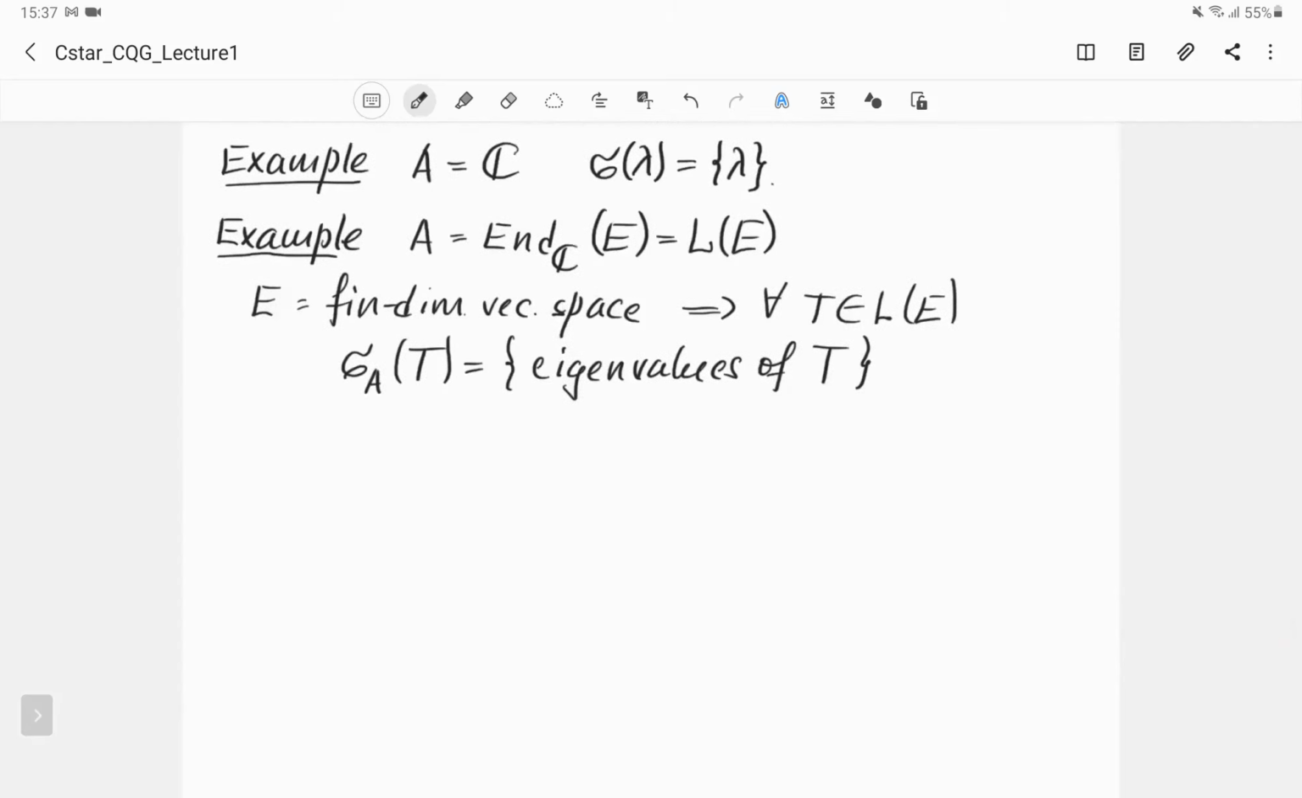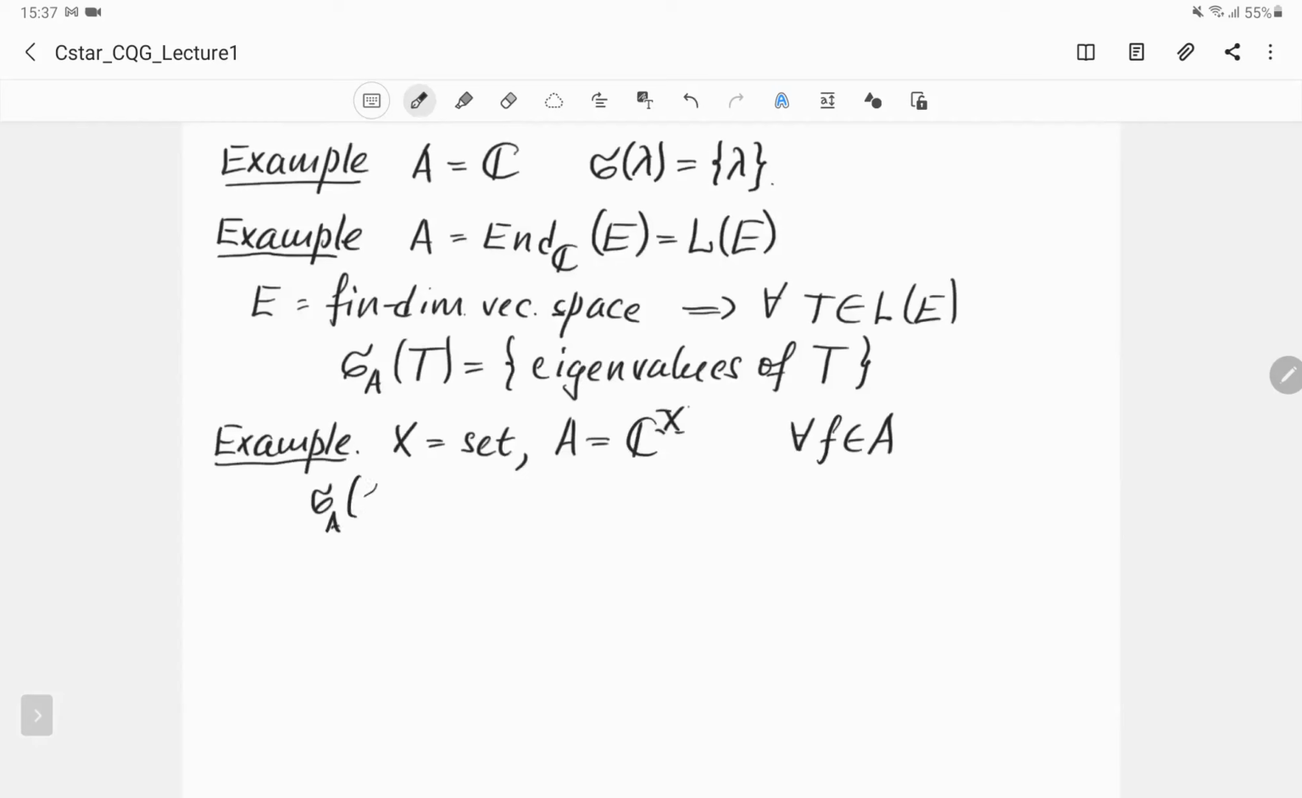Now let's look at some function algebras. Suppose that X is any set, and A is the algebra of all complex valued functions on X. Then it's easy to see that the spectrum of a function f is nothing but f of x, the range of this function. This is true simply because the function is invertible if and only if it is non-vanishing.